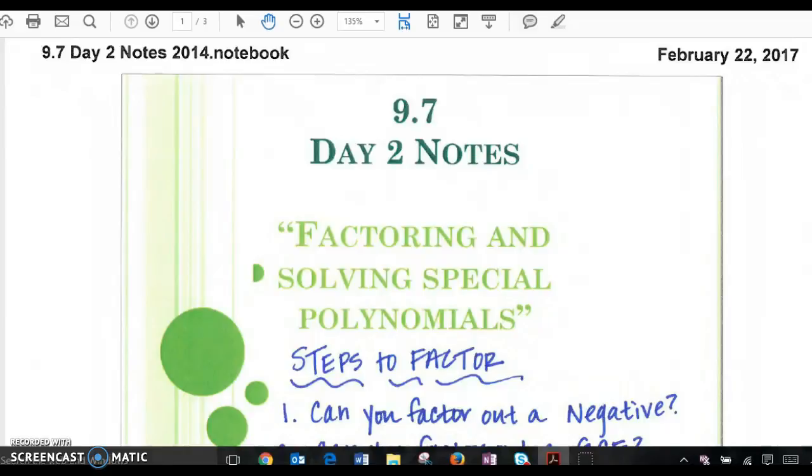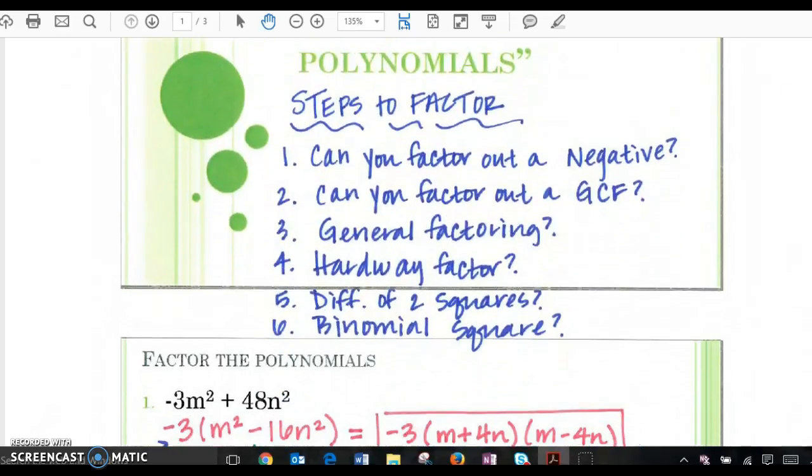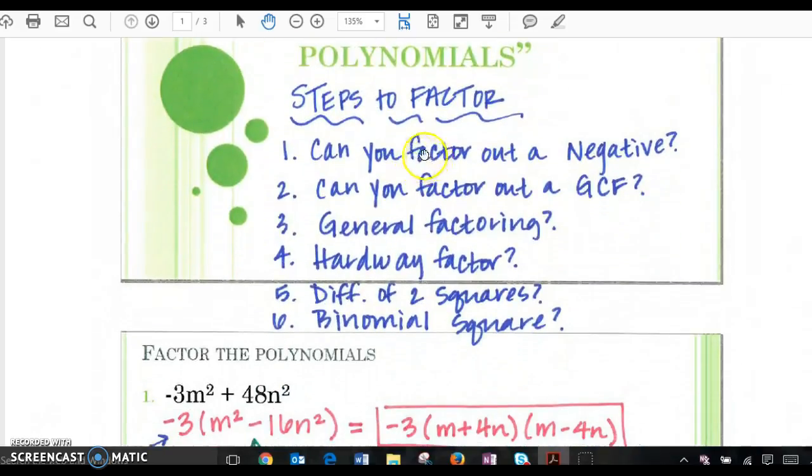Today we're taking 9.7 day 2 notes. This is continuing on with factoring and solving special types of polynomials. As you go through the steps to factor, these are the things I want you to look at and focus on. Can you factor out a negative? Can you take out a GCF?